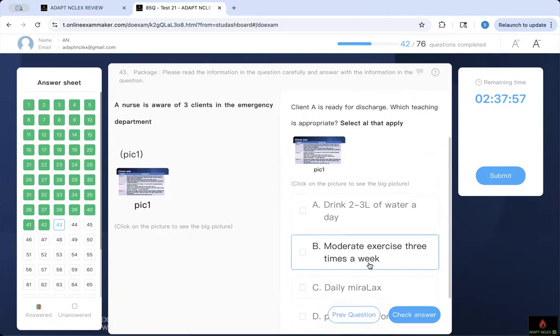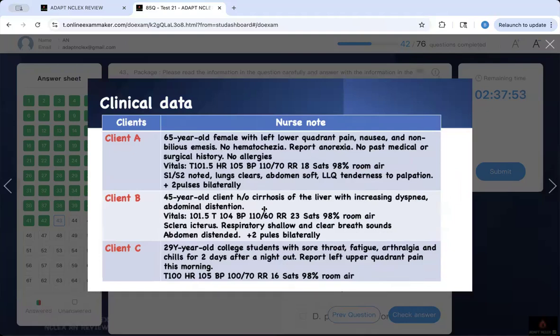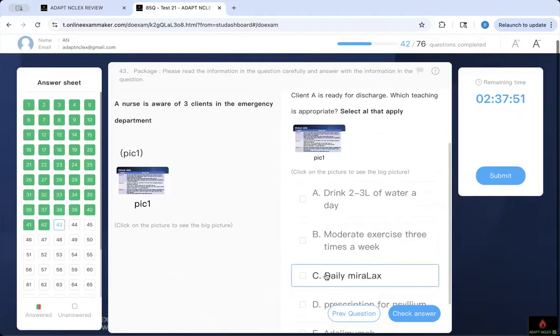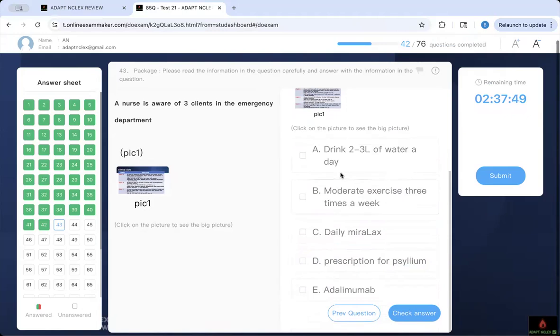Now, client A is ready for discharge. Who is client A? Diverticulitis patient. What are you going to do? Which teaching is appropriate? Drink 2 to 3 liters of water a day, moderate exercise 3 times a week, daily Miralax, prescription for Cilium or adalimumab. What do you give a patient who has diverticulitis? What are the things you do?